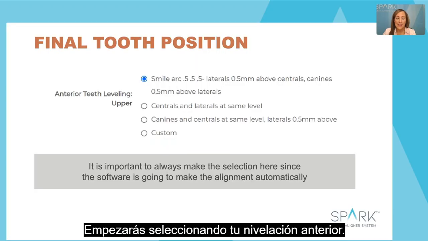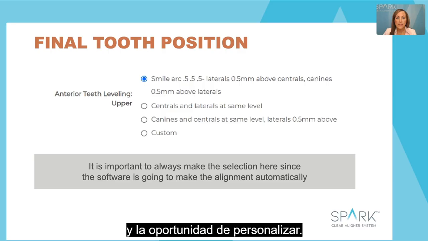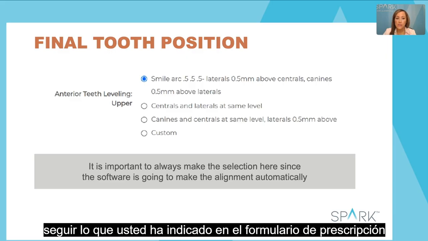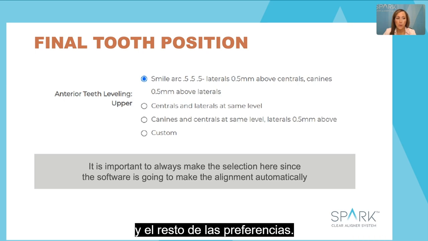You will start by selecting your anterior leveling. You have three different options and the opportunity to customize. It's important to always make a selection here since the software is going to make the alignment automatically. And then the designers are going to follow what you have indicated in the prescription form and the rest of the preferences.